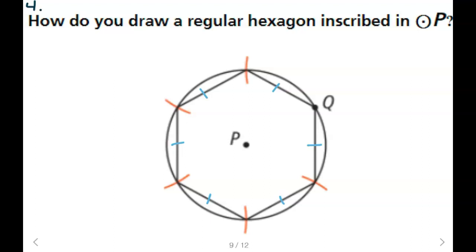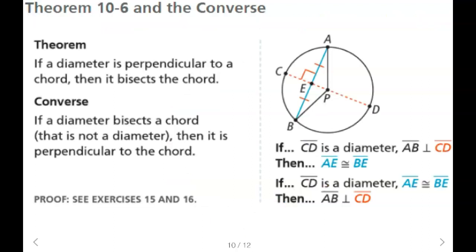If you wanted to, you could split this up into 6 congruent triangles.